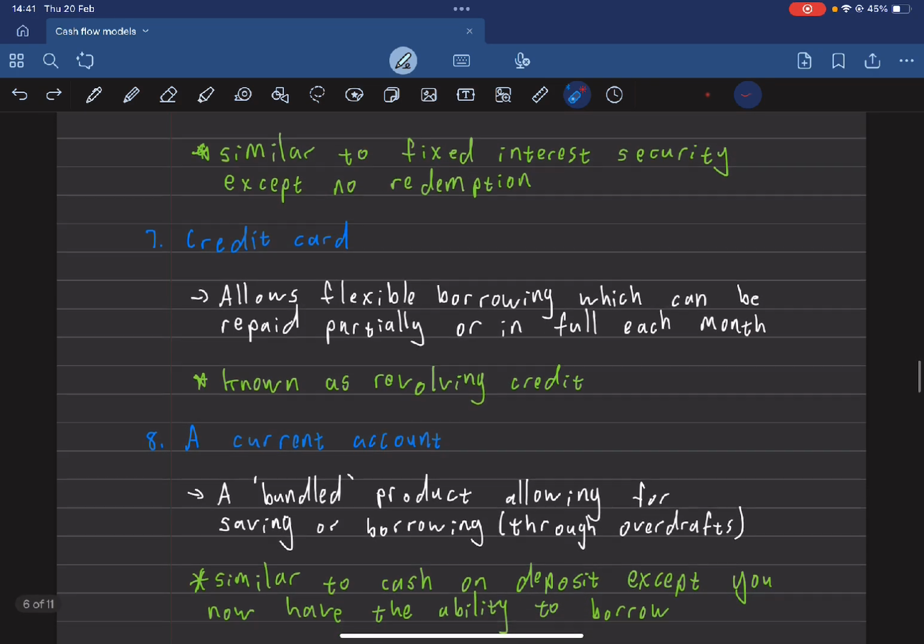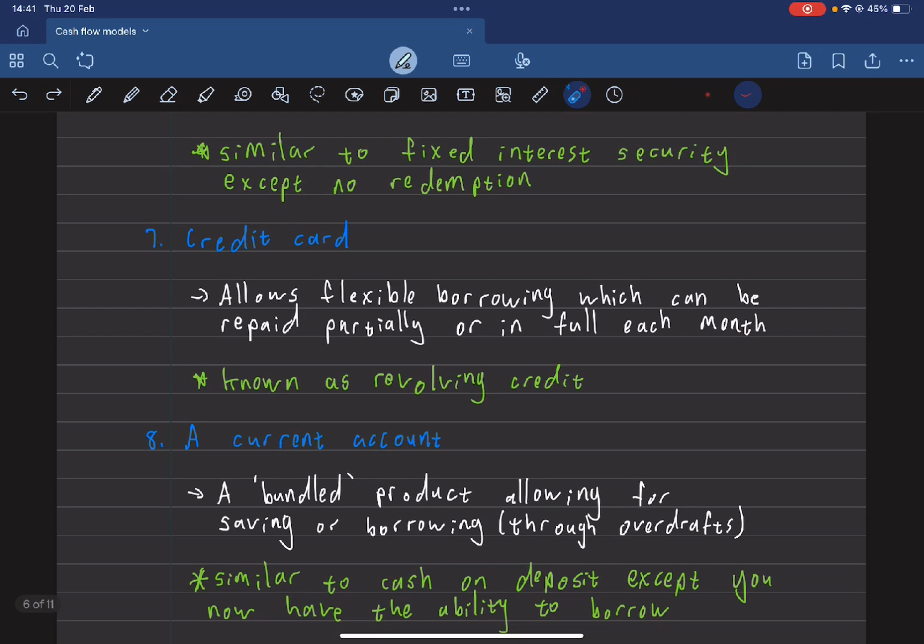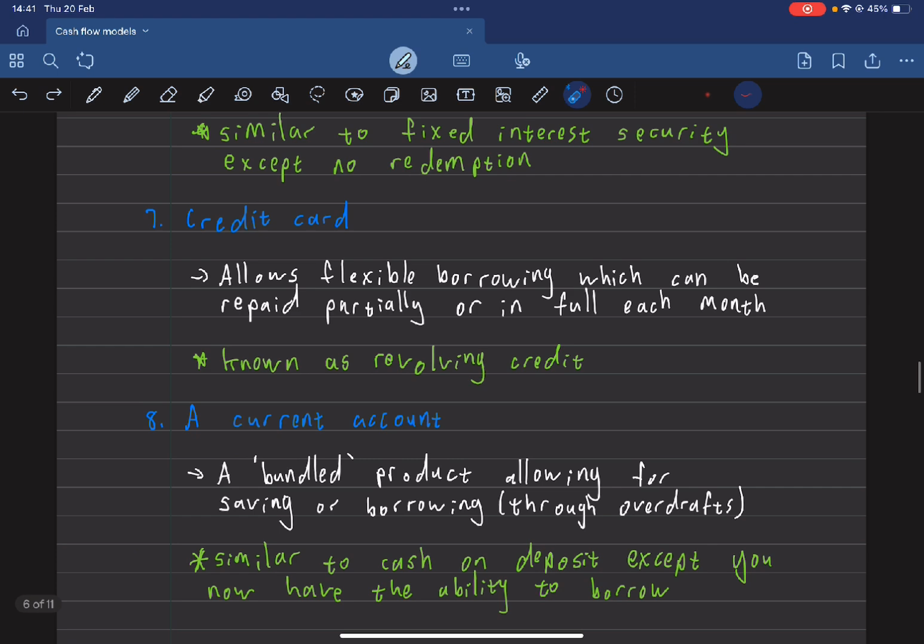The next one we're going to talk about is credit card. So a credit card allows flexible borrowing, which can be repaid partially or in full each month. And it's also called revolving credit. Most people know credit cards.